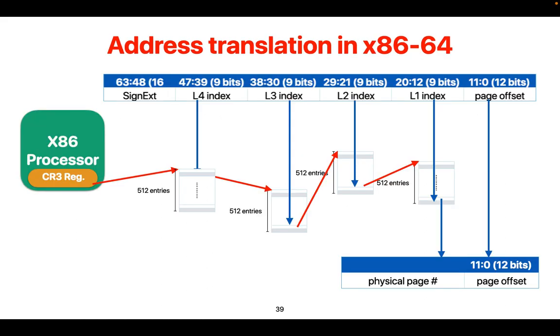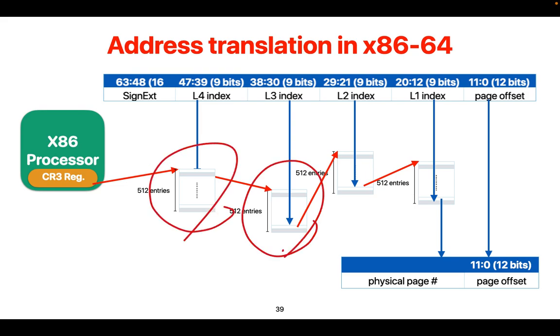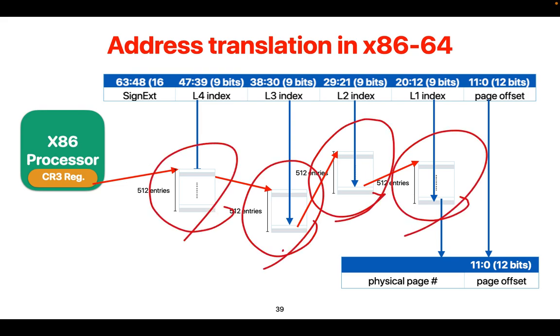Okay, so what happened? So this is the translation. This is 1, this is 2, this is 3, this is 4, and when I get this address, there is another physical memory address. That's a total of 5.